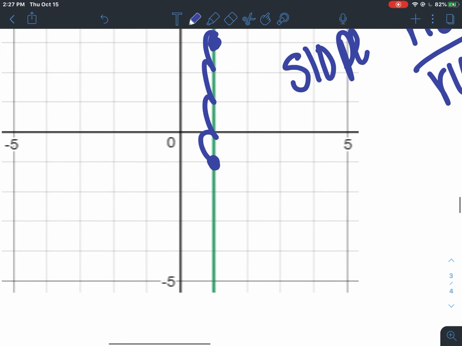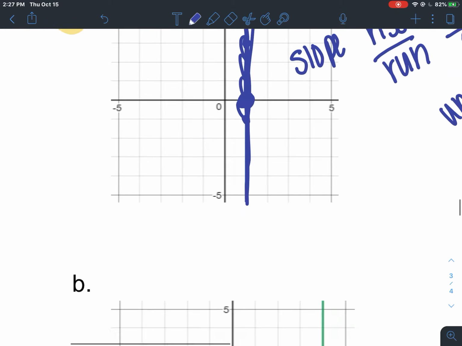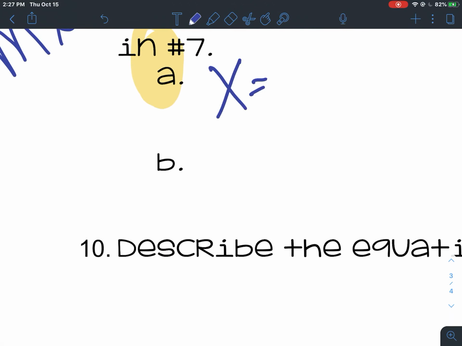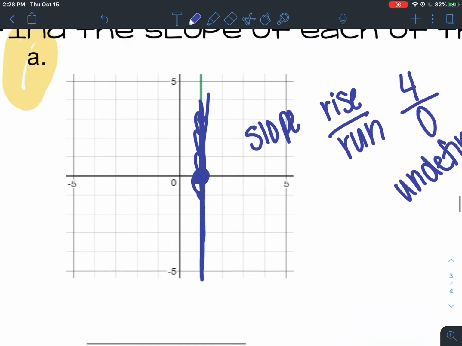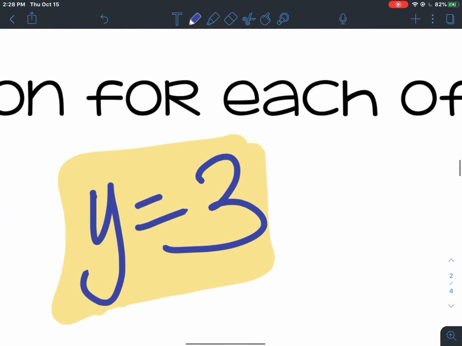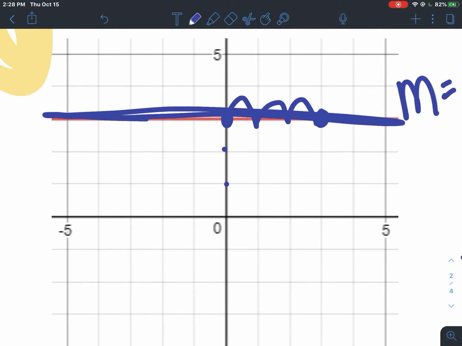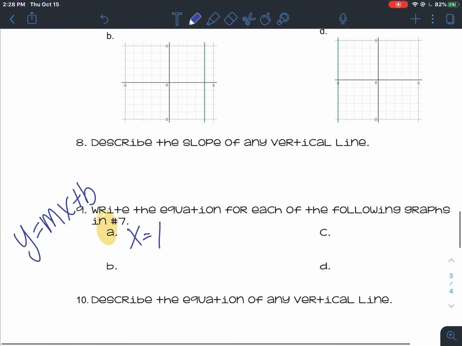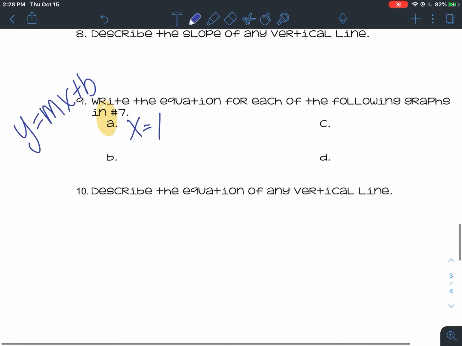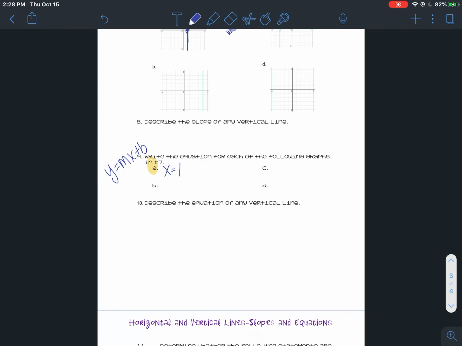However, I can do x. This is a kind of a wonky one. Bear with me here. We're crossing the x-axis at 1. See that? Crossing the x-axis at 1. So x equals 1. Just like here, y equaled 3. Why did that happen? Because I'm crossing the y-axis at 3. Maybe you already knew that. Maybe you didn't know that, and you learned something new today, or it was a refresher.